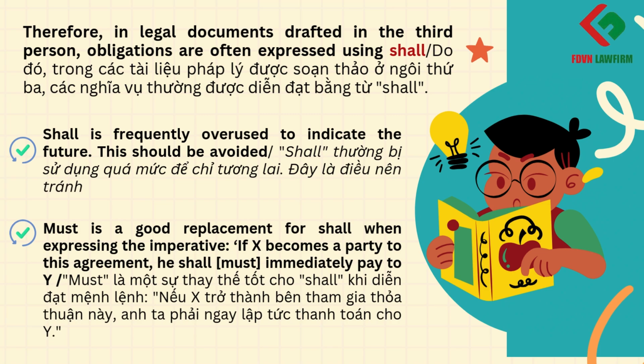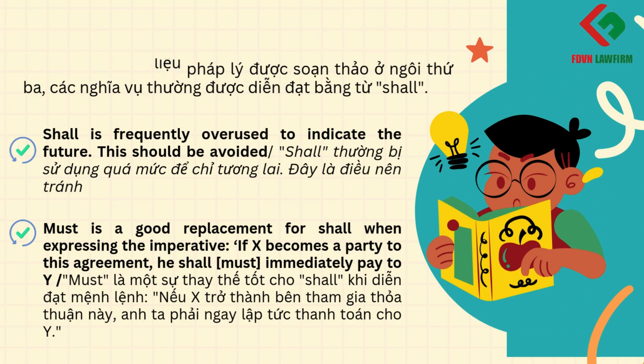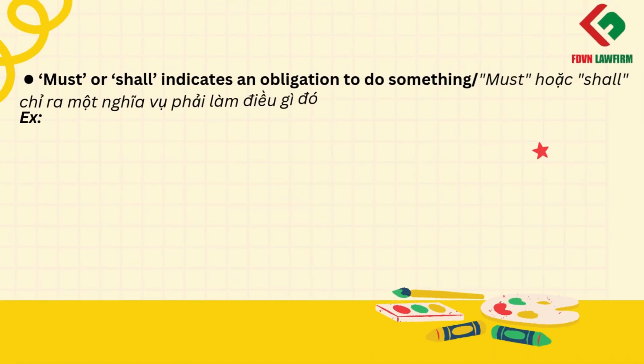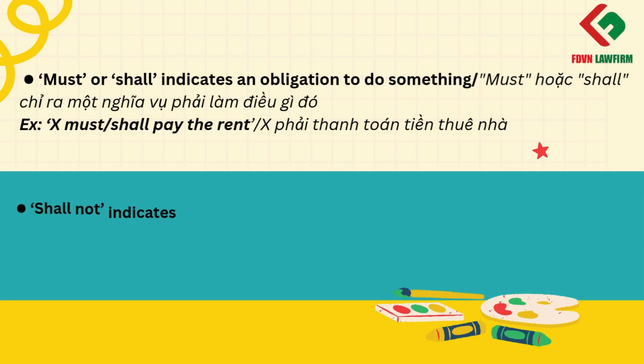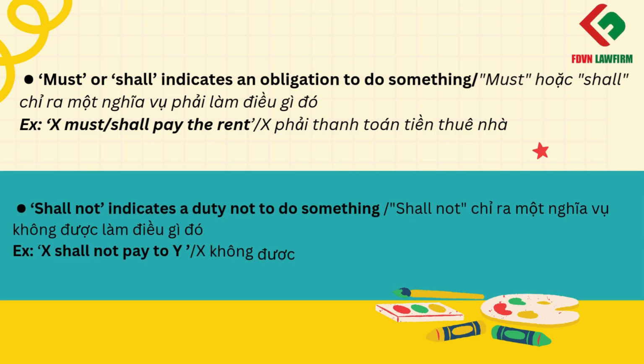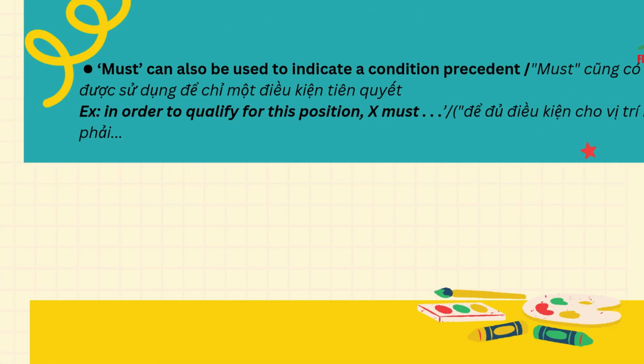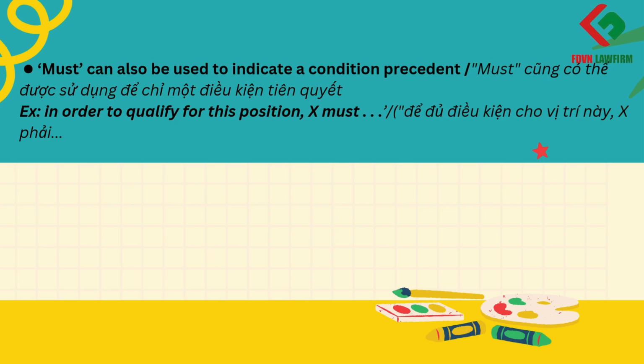If X becomes a party to this agreement, he must immediately pay Y. Must, or shall, indicates an obligation to do something. X must/shall pay the rent. Shall not indicates a duty not to do something. X shall not pay Y. Must can also be used to indicate a condition precedent.